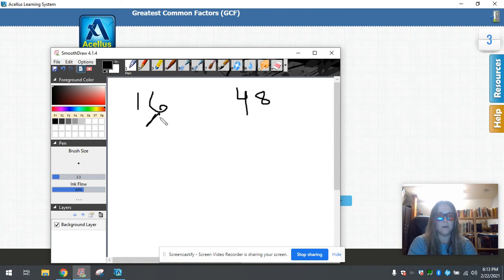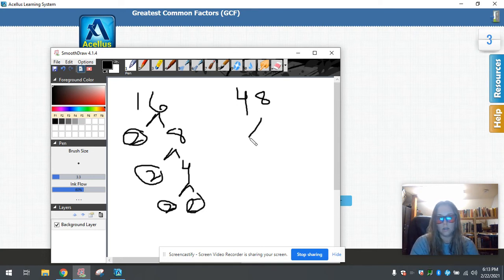Both even numbers, 16 divided by 2 is 8. Even number divided by 2, get 4. Even number divided by 2, get 2.